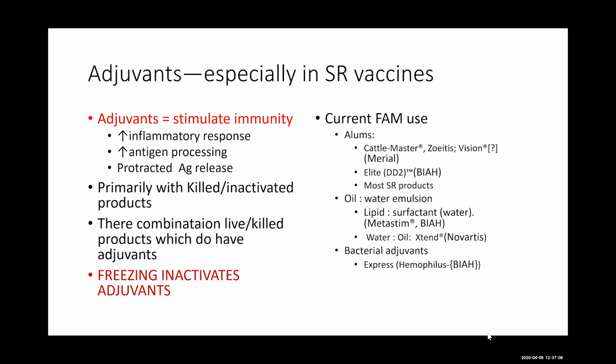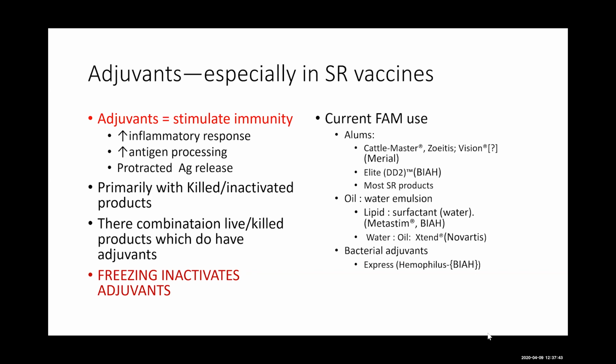Let's talk a little bit more about adjuvants. They stimulate the immunity and can increase the inflammatory response, which is important for antigen recognition. They also increase antigen processing. That is, the cells that are responsible for taking that unknown chemical or not self chemical and processing it and stimulating the immune system. And many of them are designed to prolong the release of that antigen so it stimulates the immune system longer. And like I said, they're used primarily with inactivated products.